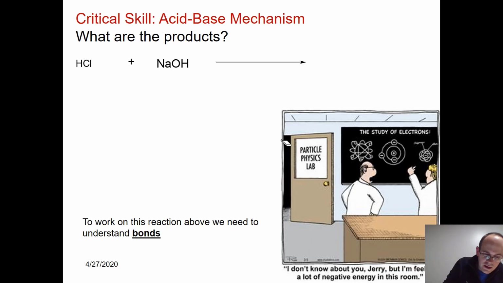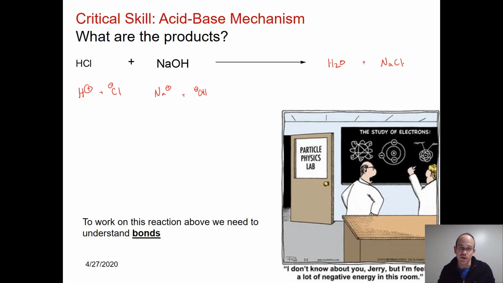So you might recognize HCl as a strong acid, which is H+ and Cl-, right? And they're ionic bonds, right? An ionic bond is a bond between two different ions. Opposite charges attract. And sodium hydroxide, Na+ and OH-. And you might notice that OH- and H+ can go together to create H2O, and Na+ and Cl- can go together to create NaCl. So that's the answer to this question.